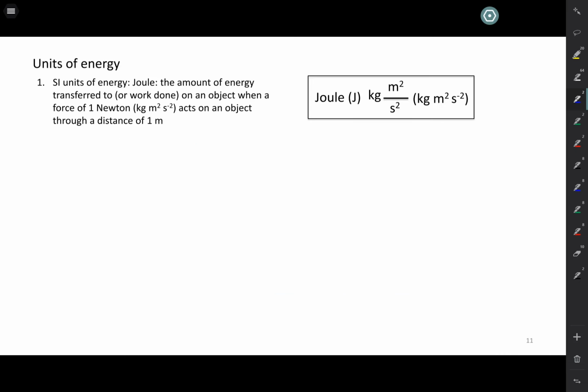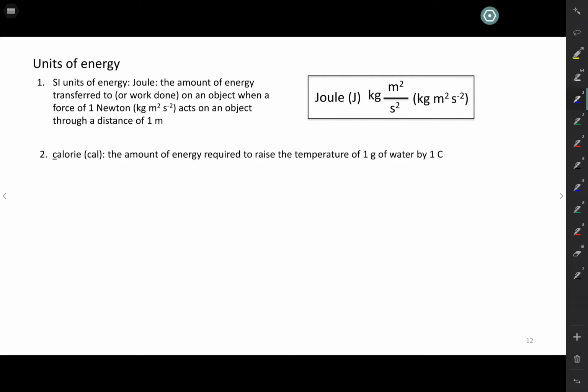SI units of energy are the joule. We quantify the joule as the amount of energy that is transferred to, or work done on, an object when a force of 1 Newton acts on an object through a distance of 1 meter. So here is how we look at joules. Again, this is a derived unit. Joules are kilograms meters squared over seconds squared.